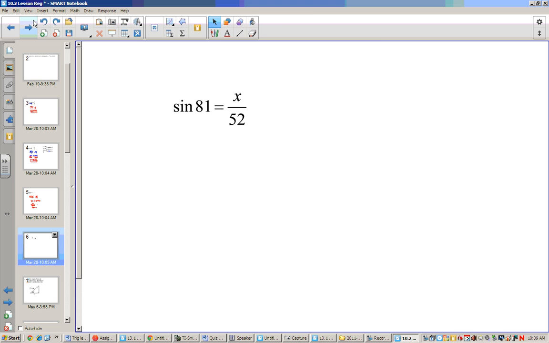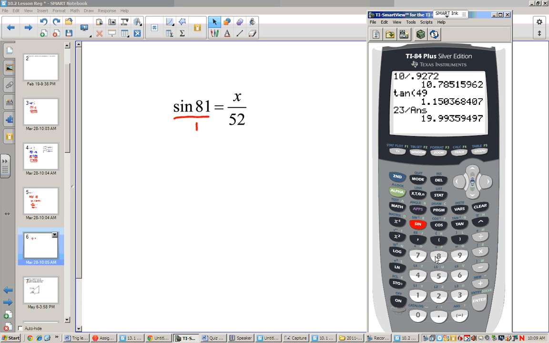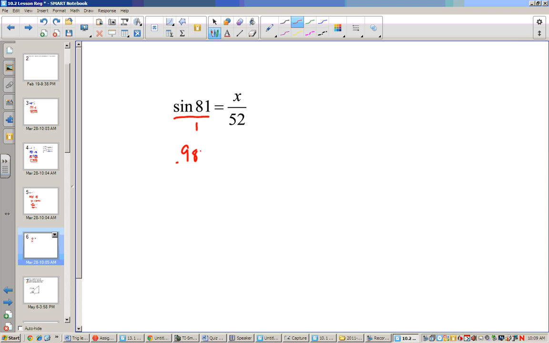Now here's our last one. Sine of 81 equals x over 52. We'll put that over 1. This will be x. And I forgot to find the value first. So you'll do sine of 81, 0.9877, because I round it, 0.9877 over 1 equals x over 52.